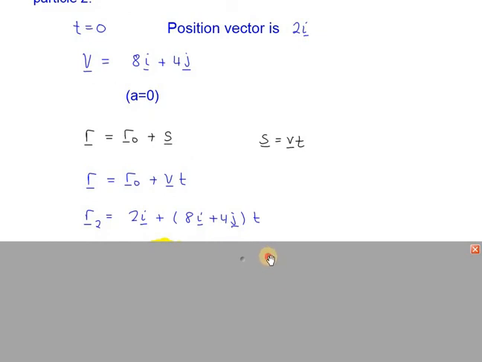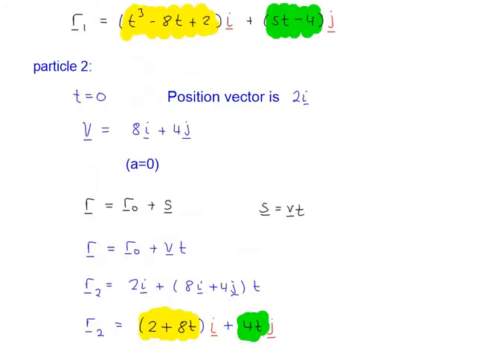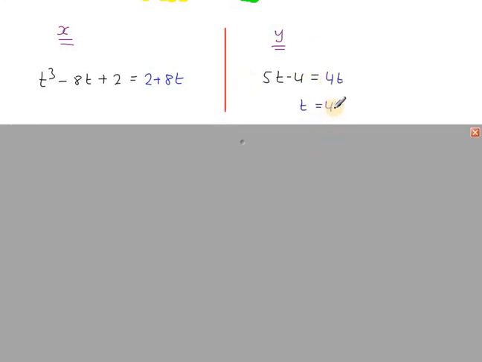And then we group the i and j components together like so. So when the particles collide, their x components and their y components, or their i and j components, will be the same. So these terms in yellow form an equation, they're equal to each other, and these terms highlighted in green form an equation, and we solve those. So x components equated, y components equated. That's a simple equation. I'm going to solve this to get t equals 4.